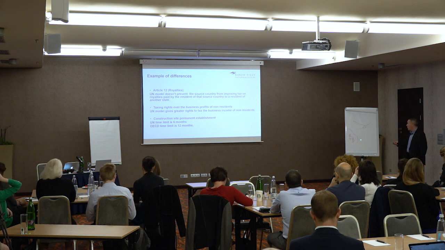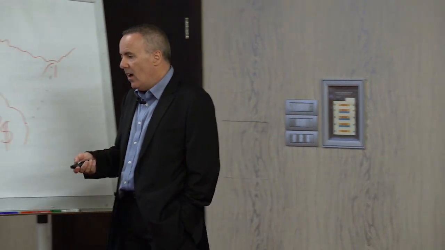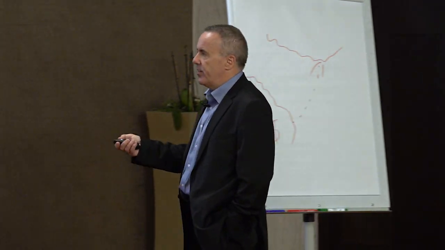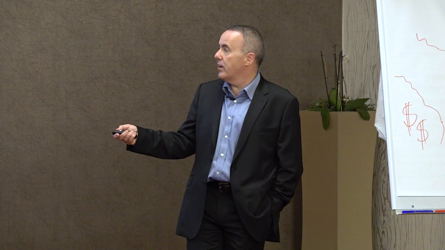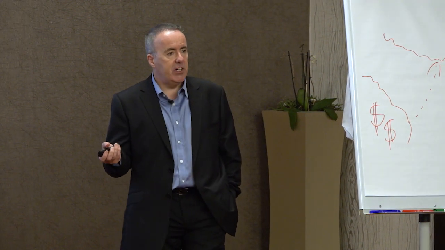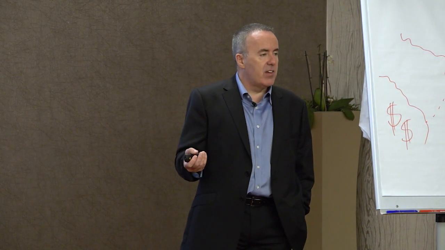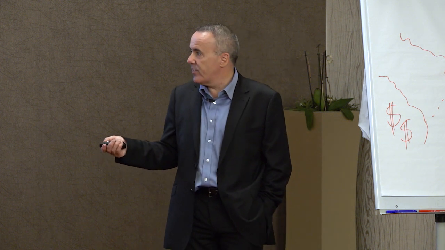I'm saying that in the UN model, the non-resident here, there's more rights for this country to tax them than in the OECD model. And there are little differences. Can anyone remember the context of this? Oh, I've given it away. It's the permanent establishment definition. When can a building site constitute a permanent establishment?